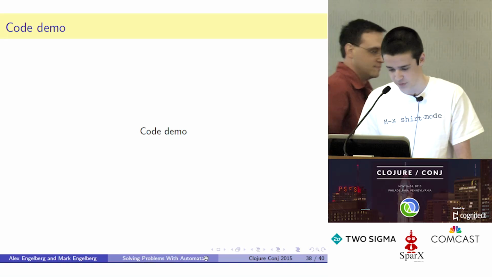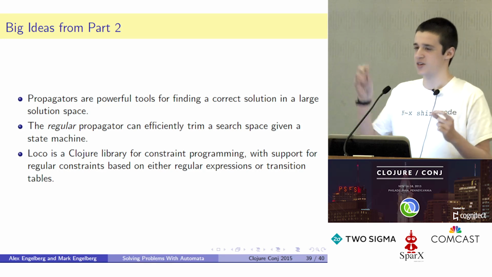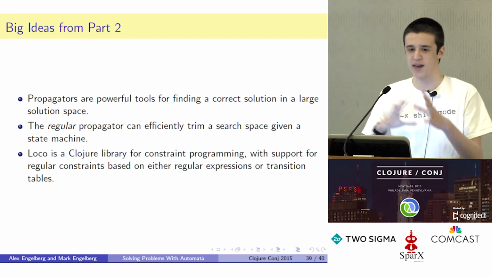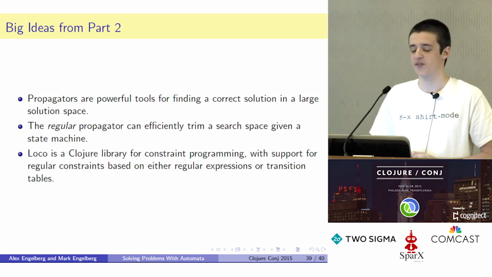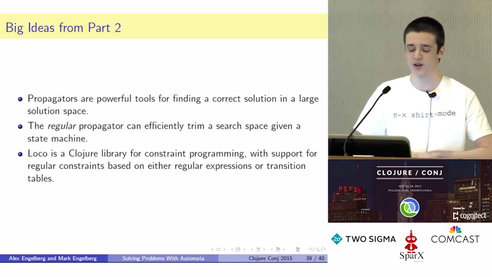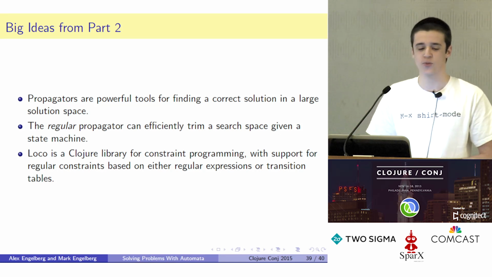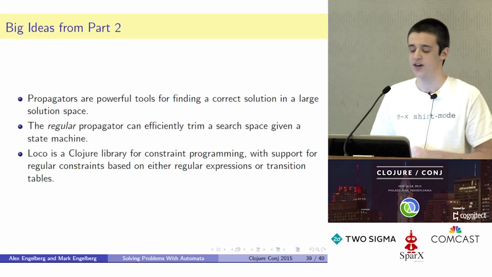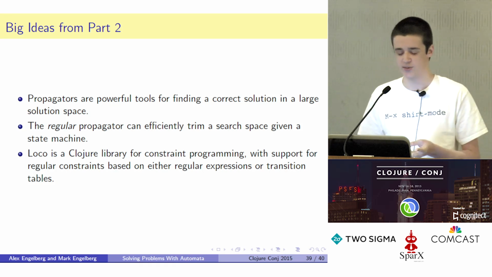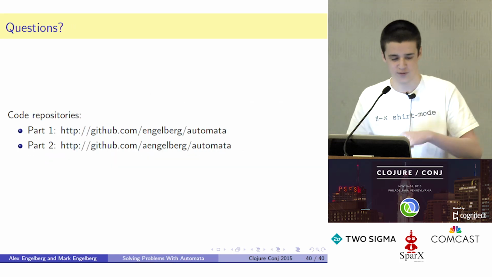Okay, so big ideas for part two. As I mentioned, propagators are super powerful. They can really easily pinpoint a solution in a vast space of solutions. The regular propagator in particular is really cool because all we have to do is give it an automaton or a regular expression, and it can do this cool propagator party trick. And the last takeaway is if you want to try this for yourself, you can check out my Loco library, which has support for constraint programming, integer, finite domains, and also the regular constraint. So that's it, and we have a couple minutes for questions.